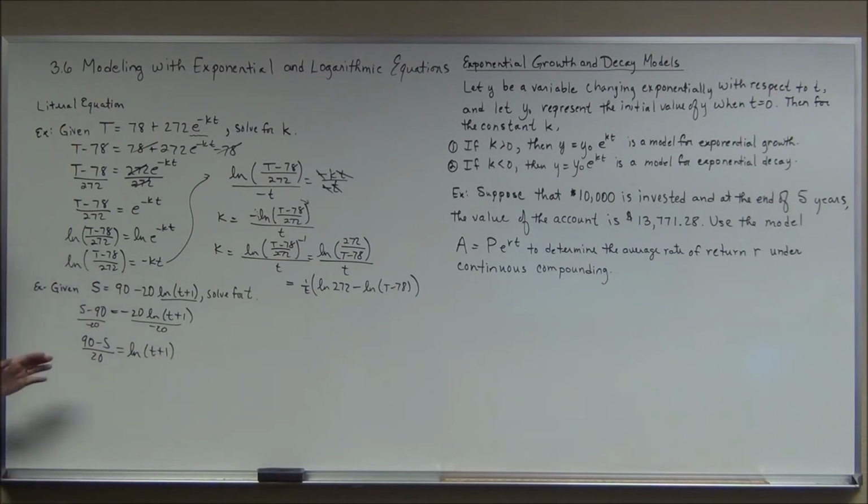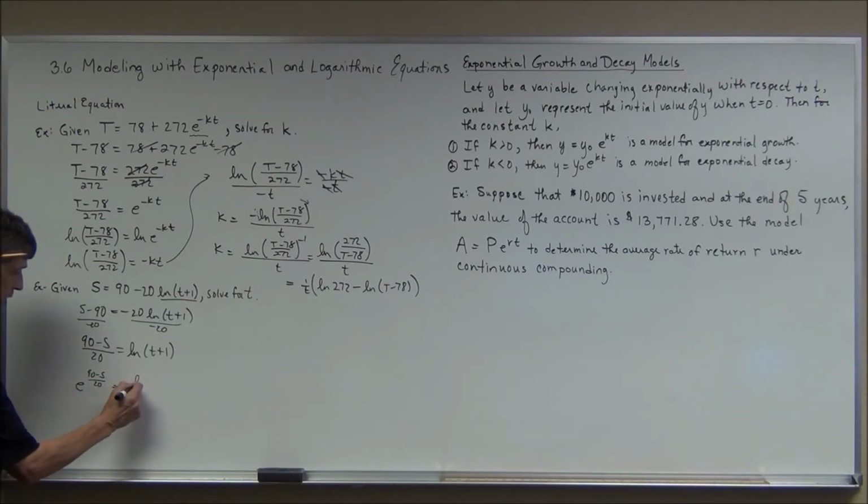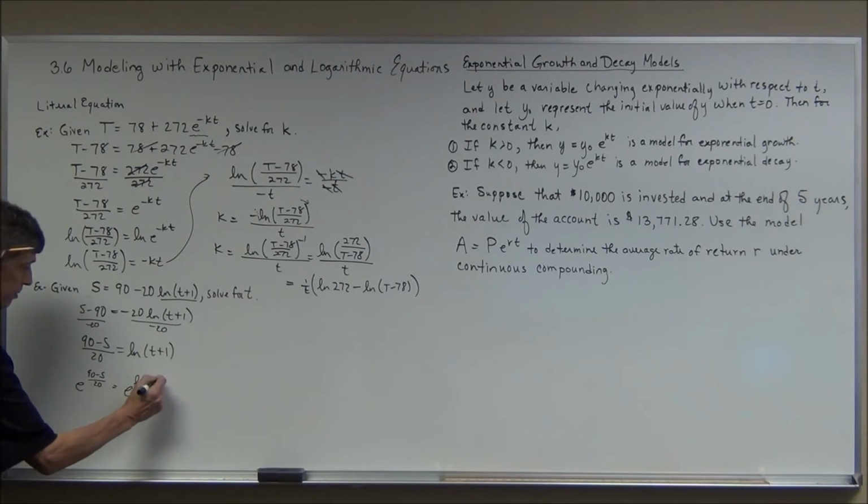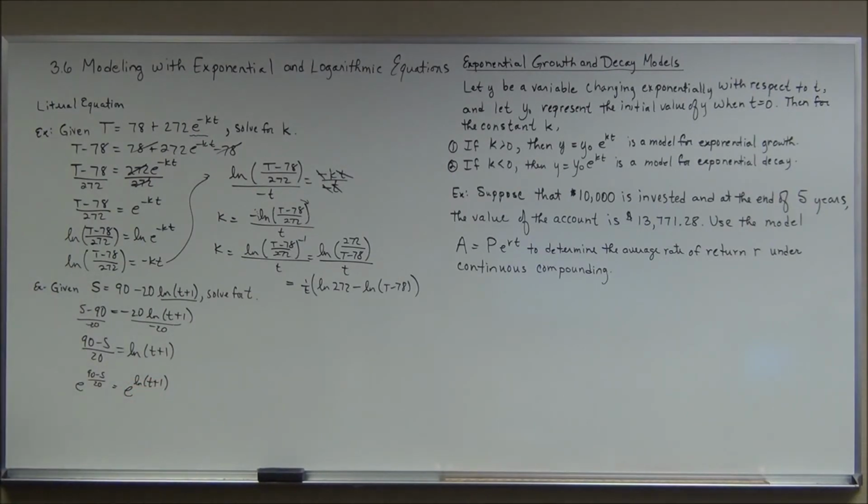Now, to get rid of a natural log, I either have to try to match the expressions, which I can't, or I take both of these and I raise them as exponents to the e power. So I have e to the (90 minus s) over 20 is equal to e to the natural log of the quantity t plus 1. That's quite a trick there.